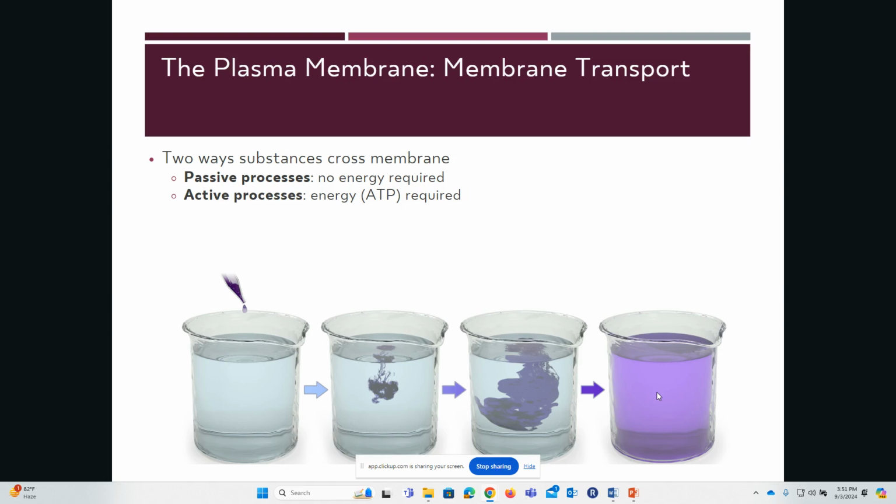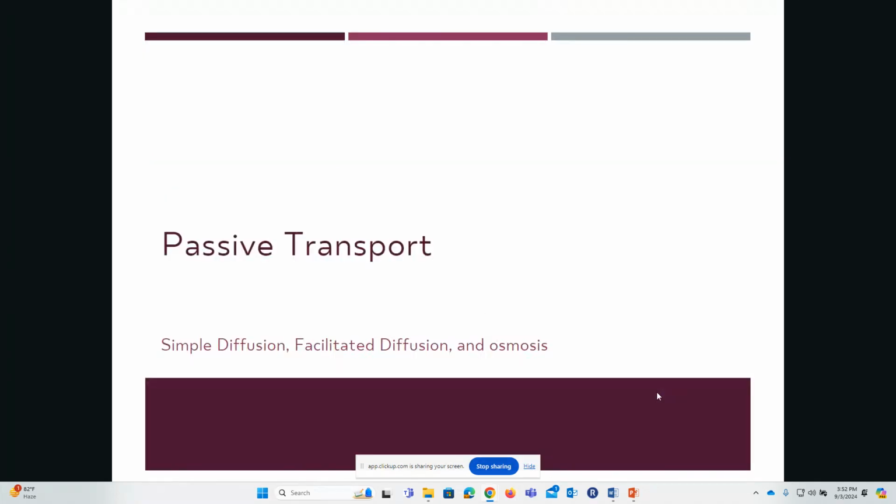That's because that dye is going to have molecules in it that are moving, and those molecules, as they move, are going to help that dye spread out from a high concentration to the lower concentration of dye, which is in the other part of the beaker that doesn't yet have dye. So passive transport is what we're going to look at first.